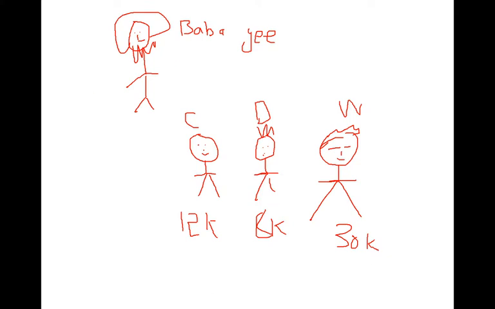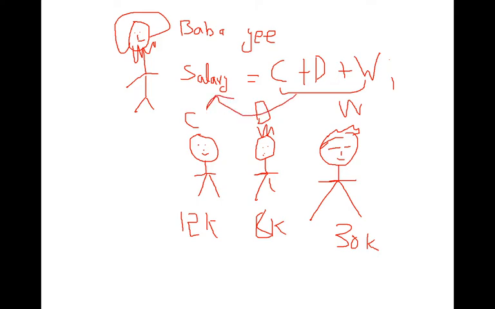Then Baba ji wants a program written for it, and in this program he says salary is equal to clerk plus driver plus waiter, and whatever the sum is should come into this place. So this is the case study which we want to make here.